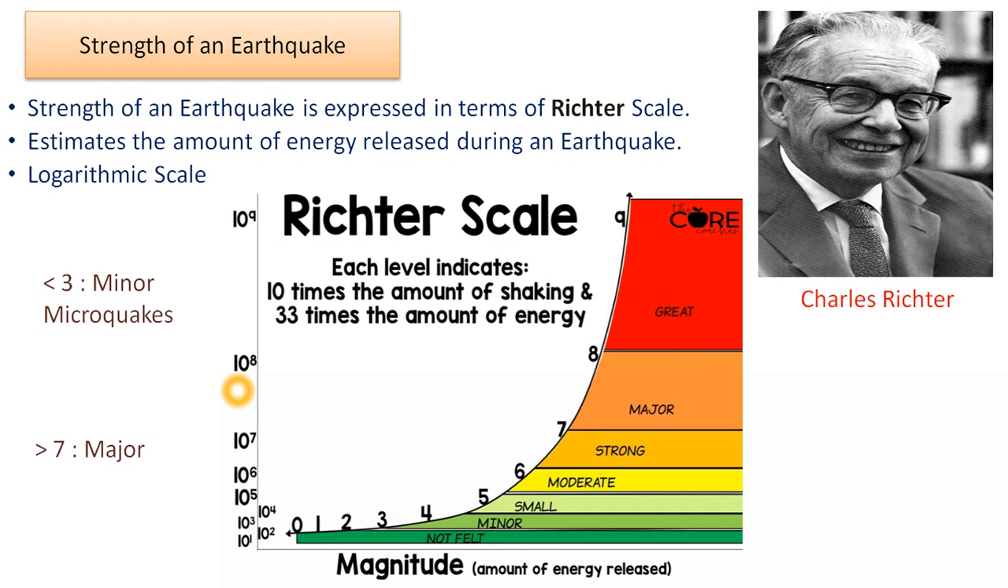So the Richter scale will tell us the magnitude of the earthquake, and we will get that magnitude from the log value of the amplitude. This will give us a rough idea about the amount of energy released during an earthquake. So the more the magnitude of the earthquake, the more the amount of energy released, and the more the energy released, the more the destructive power of the earthquake.